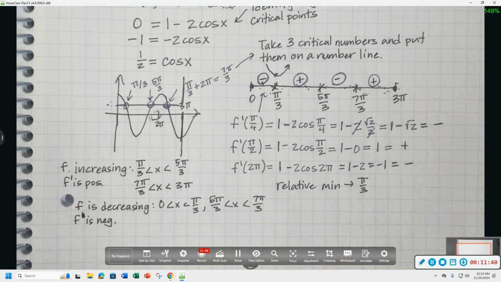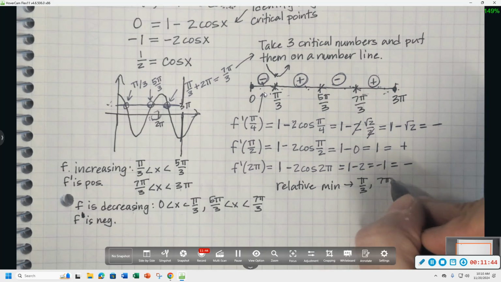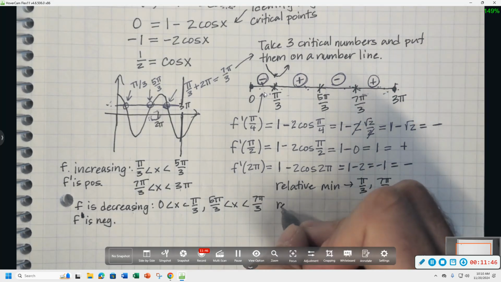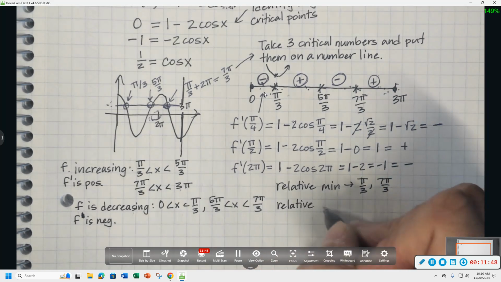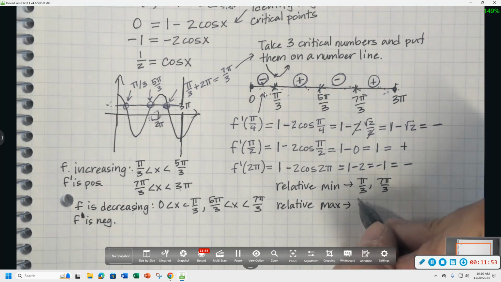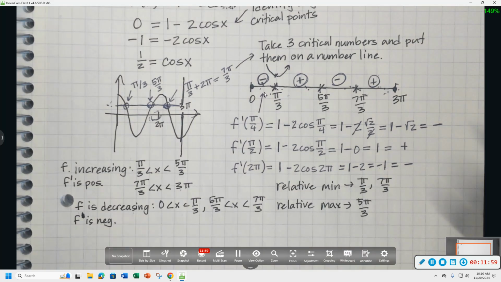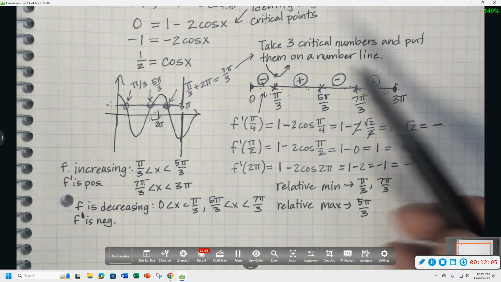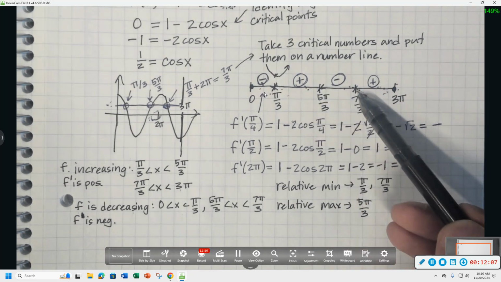Where else is it switching from negative to positive? 7 pi over 3. We have a relative max when it's switching from positive to negative. So 5 pi over 3. Anywhere else? Can we say 3 pi? No, because we don't know what's going on on the other side there, right? So min, max, min.